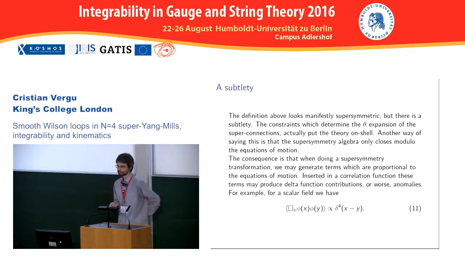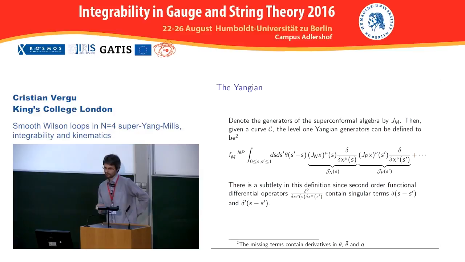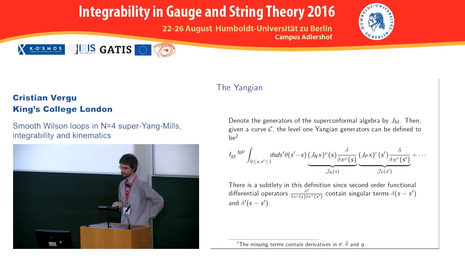Okay, so what Niklas told you last year was that this operator is Yangian invariant. And I'm just going to briefly outline this constraint imposed by Yangian invariance, which is this. I'm going to write it in a way in which the action of the Yangian is on the path on which the operator depends. Niklas described it in a way which emphasized the insertion of operators in the Wilson loop itself. So the level one Yangian can be written in this form.